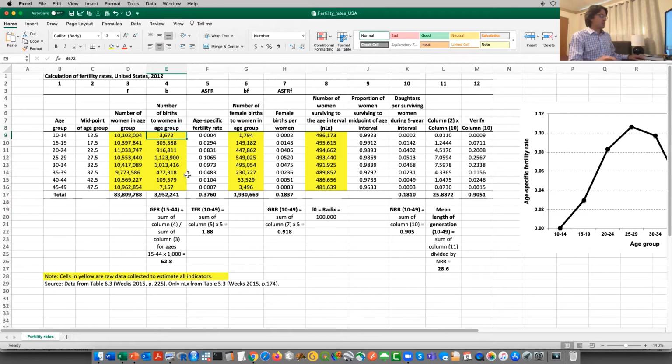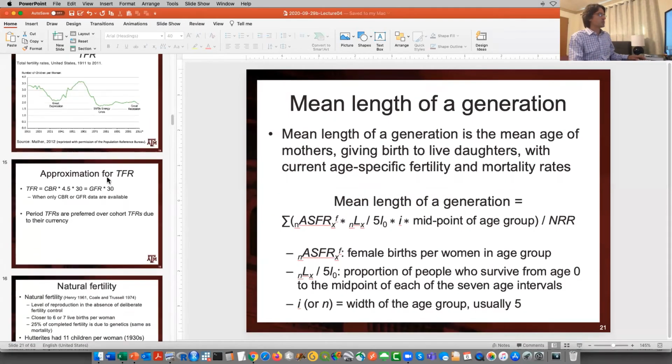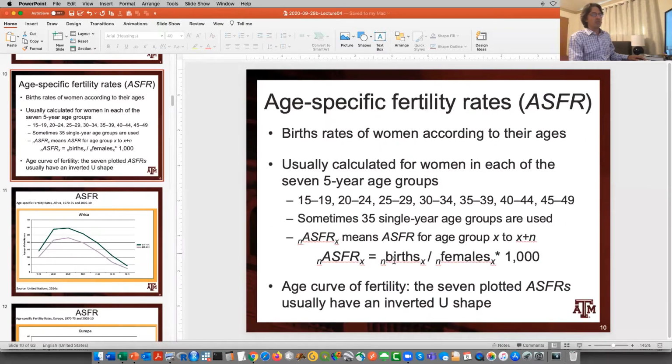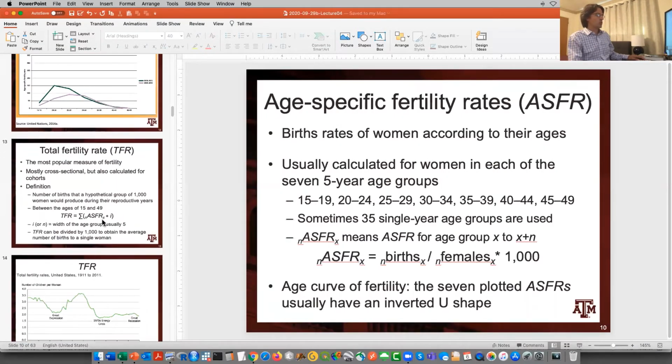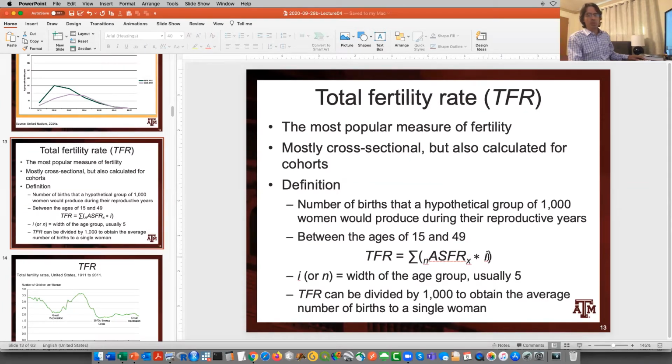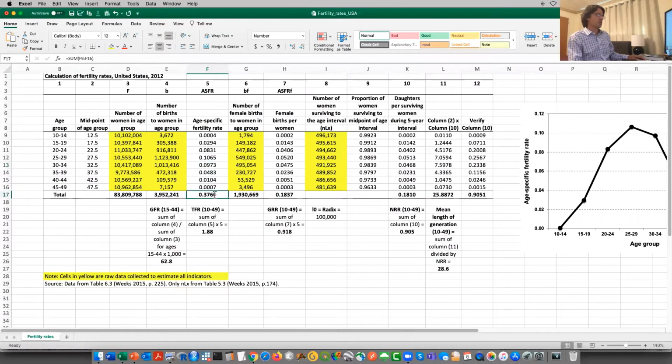How do you do the age-specific fertility rate? Just remember from the slides, for the age-specific fertility rate, you divide the number of births of women in a specific age group by the overall population of women in that specific age group. So you just divide this one by this one, and you do it for everybody. And then afterwards, you just add them up and multiply by the width of the interval to get the total fertility rate. So you add them up here, get this result, and then you multiply 0.37 by 5, and you get a total fertility rate equal to 1.88. Right? So that's what we did for the age-specific fertility rate and for the total fertility rate.